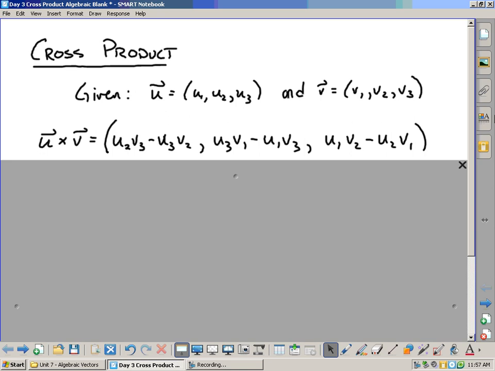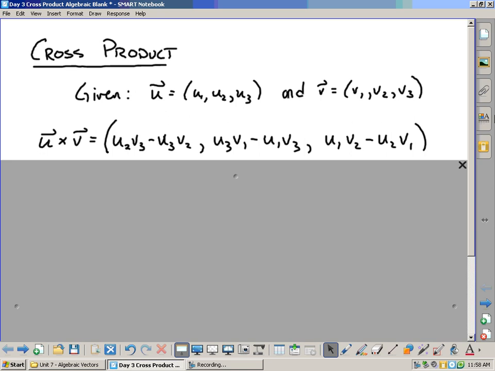And hopefully you'll also realize that it's actually not too difficult to remember. If you want to find the first component, you have to multiply the second and the third. You first start with the second component of the first vector times the third component of the second vector, and then you subtract the third component of the first vector times the second component of the second vector. All of this is for the first component.